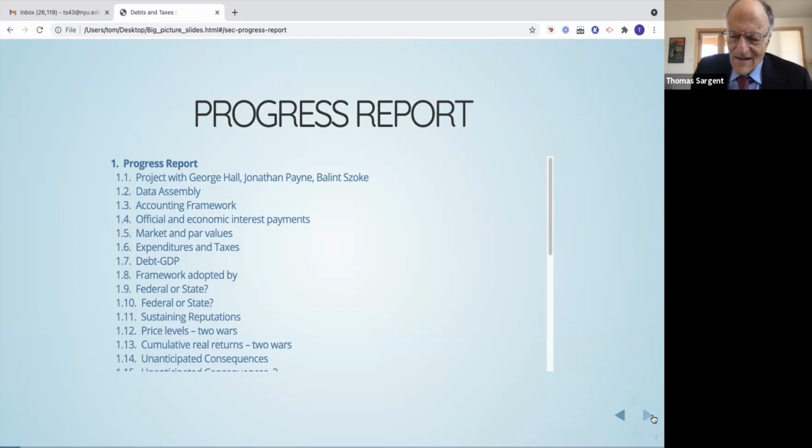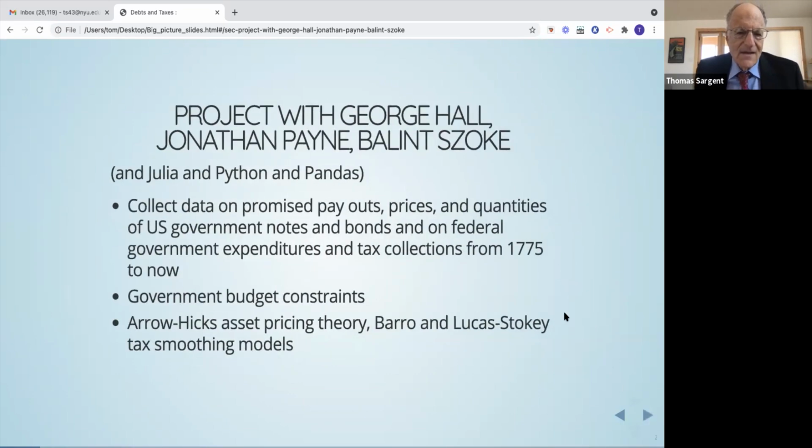There's going to be some equations in the back of our heads, but there's going to be very few equations in this slide. I'm going to show you some graphs. So in addition to George, Jonathan, and Balint, Julia, Python, and Pandas are also kind of co-authors of this project. So here's the idea. We've collected data on promised payouts, prices, and quantities of every US government note or bond that has been issued since the beginning of our country in 1775. Okay, so big effort has been made to collect that.